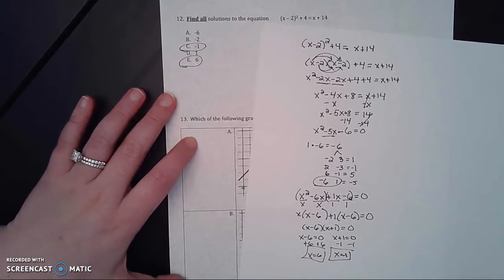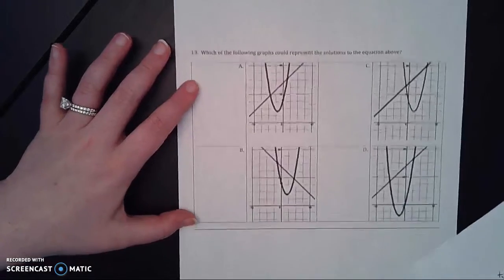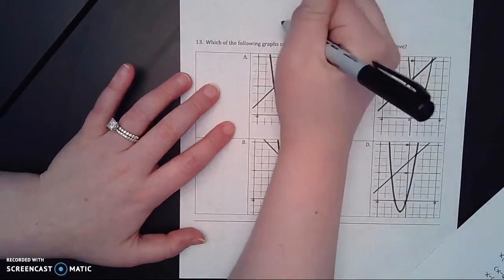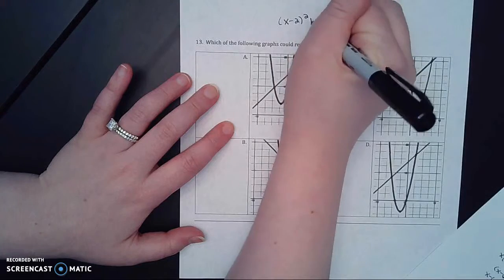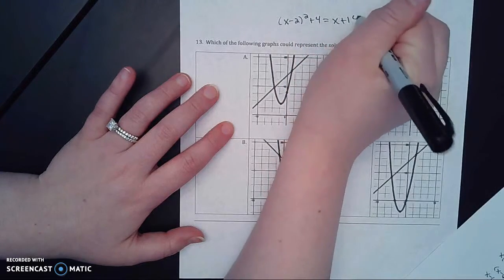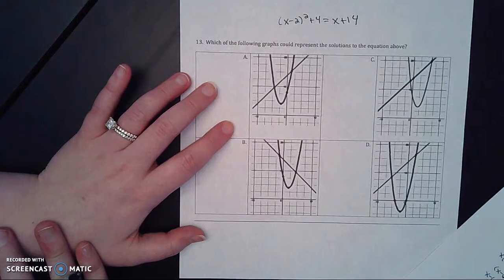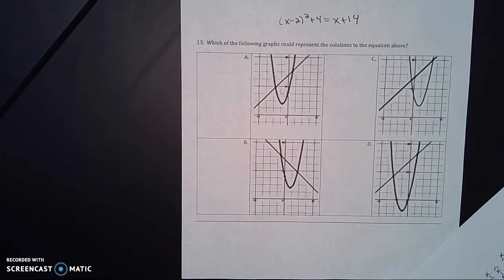Now I am going to jump right into number 13 because it goes with it. So let me rewrite it closer to the top. (X minus 2) squared plus 4 equals x plus 14. Okay, it says which of the following graphs could represent the solutions to the equation above? So we know that my solutions are negative 1 and 6. So that means where the quadratic and the linear equation cross, one intersection will be at x equals negative 1 and one intersection will be at x equals 6.